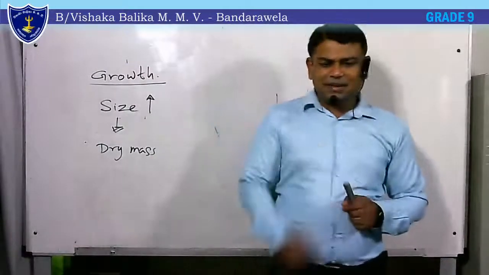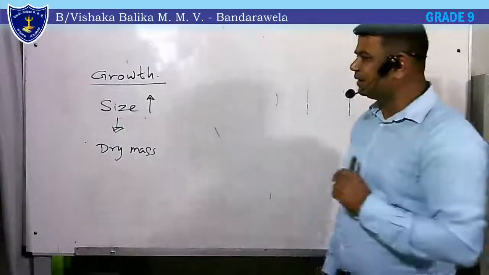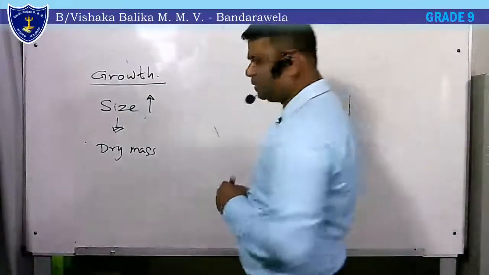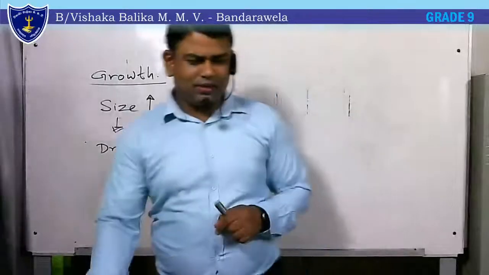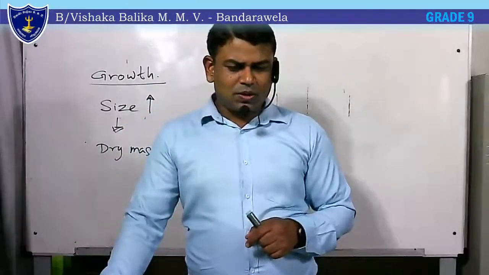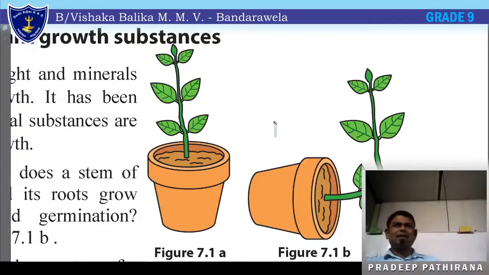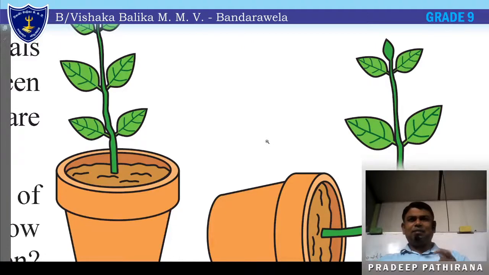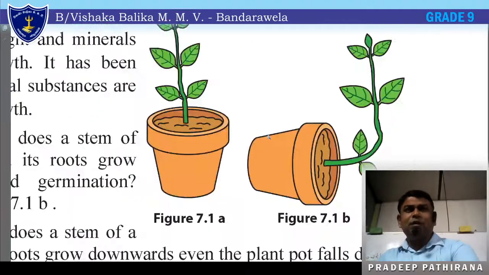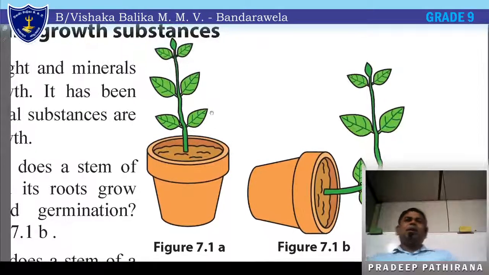I am starting this lesson with a small activity given in the textbook. I'll show it from the textbook itself. If you see this now, you can see the activity. This is given in the textbook. One minute, please. So look at this. Take a potted plant. You can also easily repeat this one.